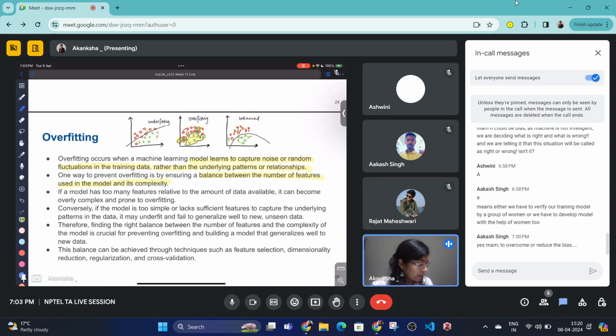If the model has too many features relative to the amount of data available, it can become overly complex and prone to overfitting. If the model is too simple or lacks sufficient features, it may underfit and fail to generalize well to the new unseen data. Then we want to find the right balance, which reduces the complexity, prevents overfitting, and gives a model that generalizes well to new data as well. So we can use many techniques like feature selection, dimensionality reduction, regularization, and cross validation to overcome these.